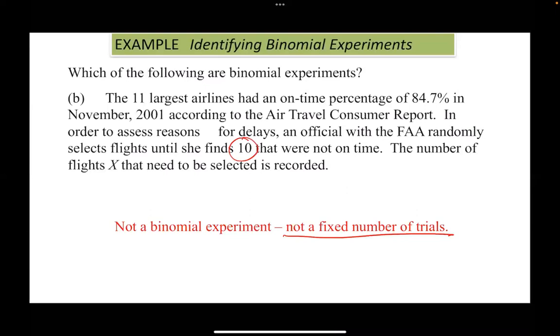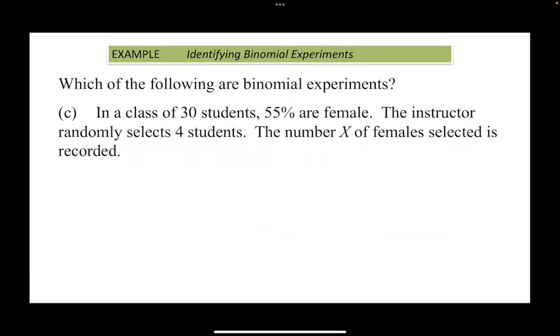Let's do the next one. In a class of 30 students, 55% are female. The instructor randomly selects 4 students. The number X of females selected is recorded. This one almost looks binomial. However, it is not, because the trials are not independent.